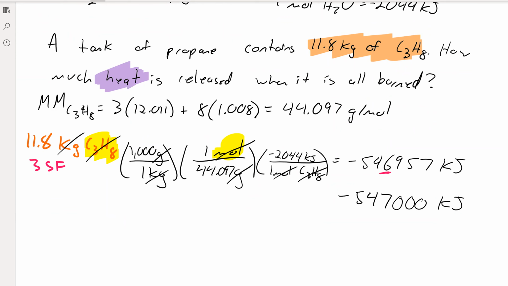Which, of course, is a pretty large number. You can write it in scientific notation as well. So you could write it as negative 5.47 times 10 to the 5 kilojoules, right? And then there you can plainly see that we only have 3 sig figs. And of course, our value here is negative, which just tells us that heat is released, which is exactly what we'd expect for burning propane. And as always, the key here is practice.